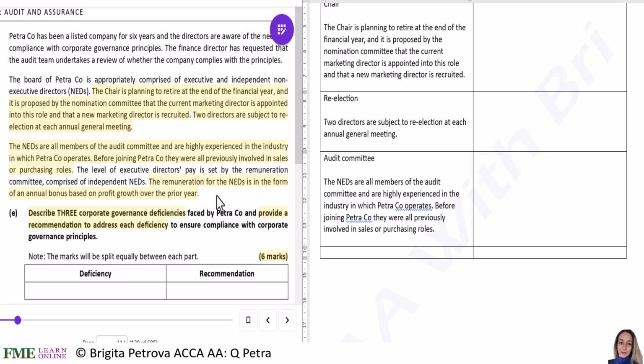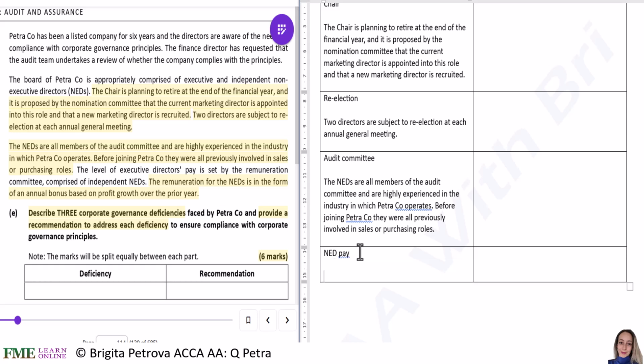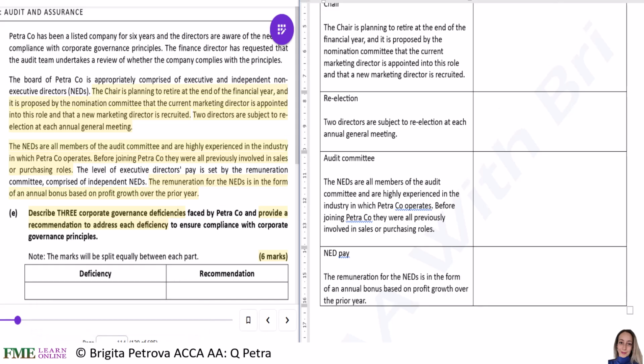Wait a second. NEDs are remunerated based on performance, on the profit growth. Is that how it should be? And I hope you're shouting out really loud that no, this is wrong, yeah? NED pay, the pay of the non-executive directors, should be done in a different way. So we copy and paste this into our table.